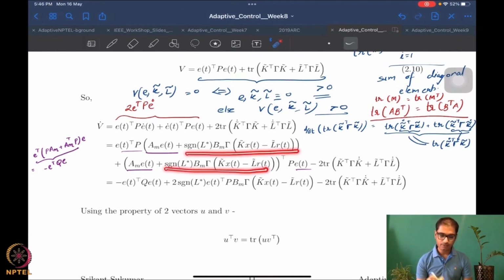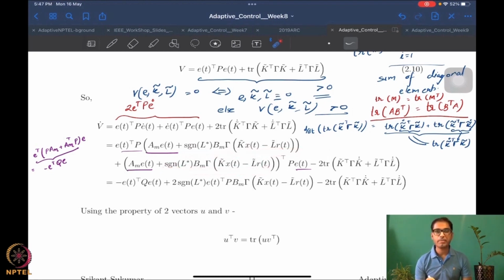Okay. So then if you look at the rest of the terms, all the terms that remain, which are these guys, these are all parameter error terms. Okay. So again, this term and this term can also be combined. Similarly, this term and this term can also be combined. And that's what is being done here. These are combined to write them as 2 signum L star, E transpose, P, BM gamma, and this. Okay, both these terms are exactly the same.